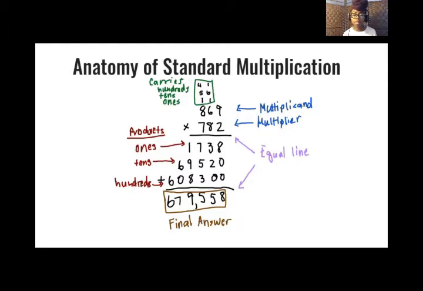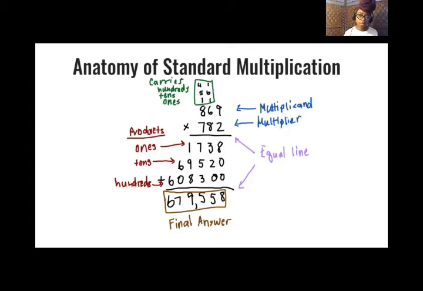The equal lines, I have arrows pointing to them in purple. Those are just lines that represent the fact that we're about to get a result from doing something. So the first equal line is the result of multiplying, and the second equal line is the result of adding all of our products together. And then at the bottom you see in brown a number, and that is our final product, because we added all of our products together. So that's our final product, which is our final answer.